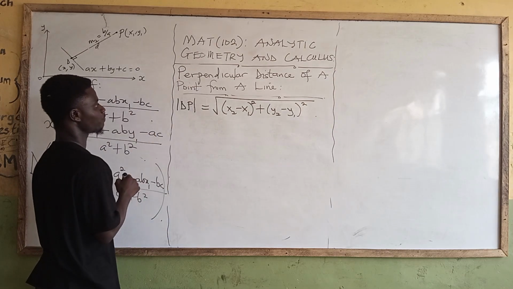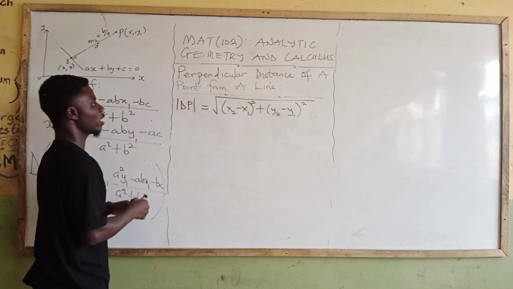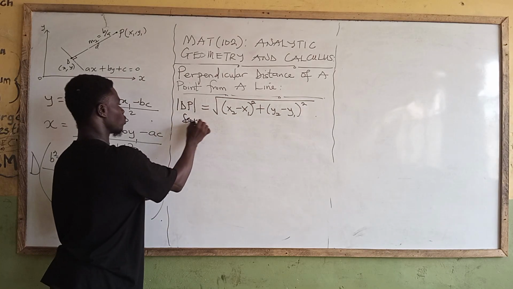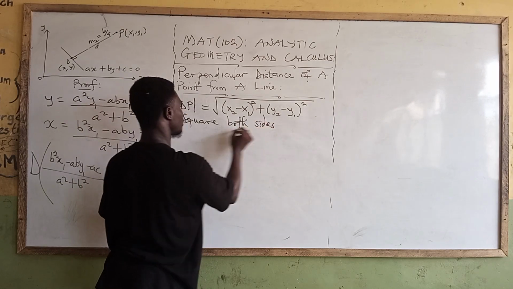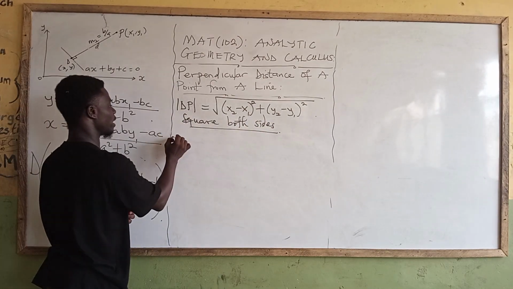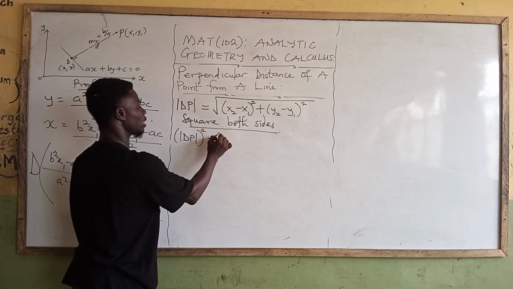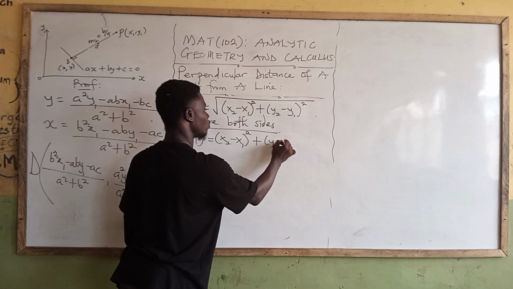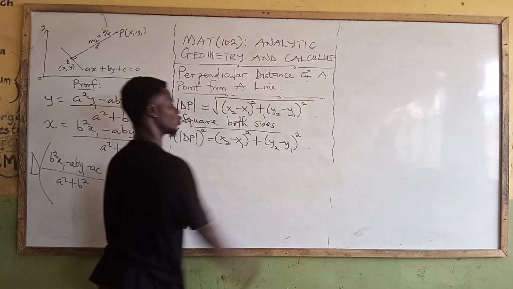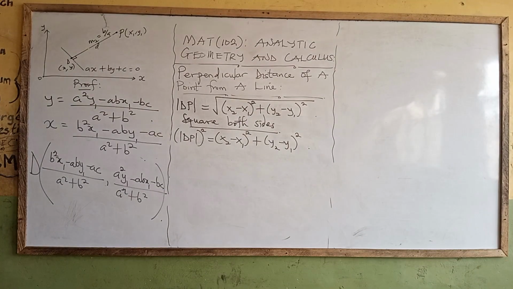So now we can take off the square root. So we square both sides to take off the square root. So I get my length of DP all squared equals x2 minus x1 all squared plus y2 minus y1 all squared. Right. So how best can we solve this?